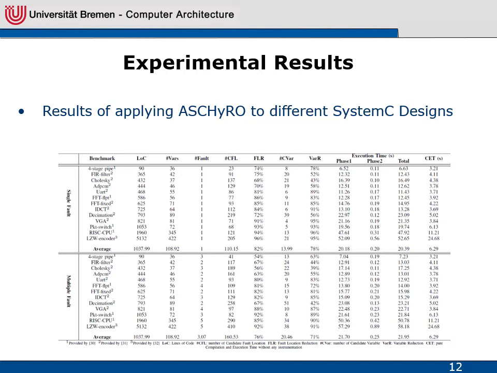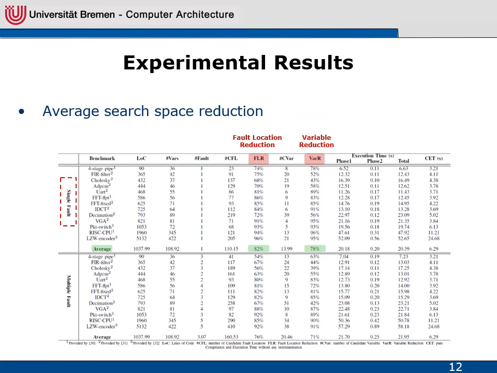In this slide, we show the results of applying ASCHyRO to different types of SystemC designs for localizing single fault and multiple faults. As can be seen in this table, in case of single fault, ASCHyRO on average reduces the search space by 82% in terms of lines of code and 78% in terms of the number of candidate variables. In case of multiple faults, 76% in terms of lines of code and 71% in terms of the number of candidate variables reduction were achieved. The best case reduction results are related to the packet switch, RISC CPU, and LZW encoder benchmarks, where up to 96% reduction in search space was achieved.